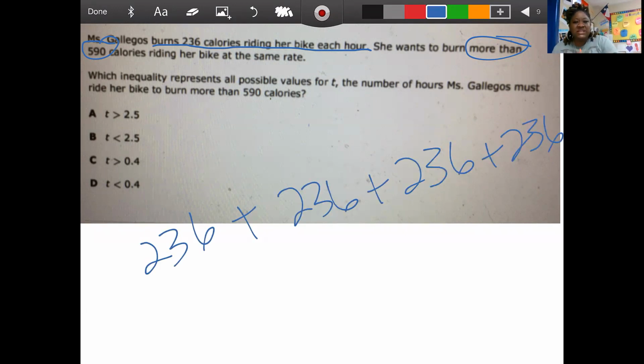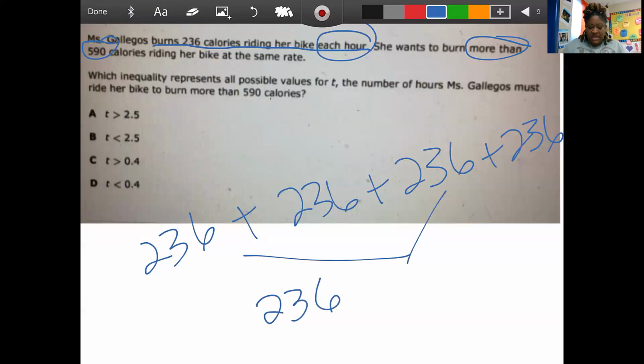So it's repeated addition. So what is repeated addition? If you don't want to sit there and add that, then there is another operation you can use each hour to get your answer, okay? So it's called multiplication. I have 236 each hour, okay? All right, and then more than 590. So what symbol goes here?